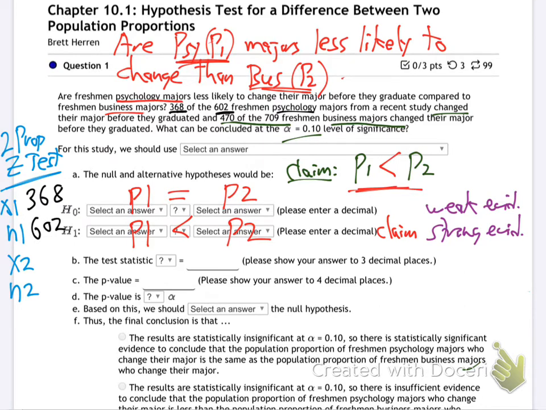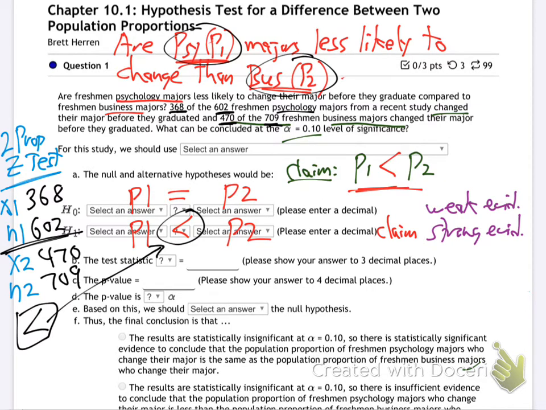And then the next 2 numbers, 470 and 709. They're the X2, N2 because they're the number of business majors. And X1, N1, that's P1, that's going with psych, and X2, N2, that's P2 going with business. So it's just like you would expect, and then down below it's got greater than, less than, not equal. So we know what we do there. What are we going to put in? Same as H1, like always. Just grab what's in H1. Hit enter, and that should do it.